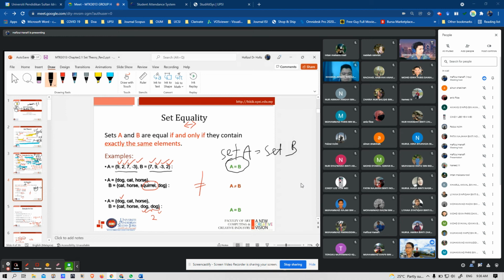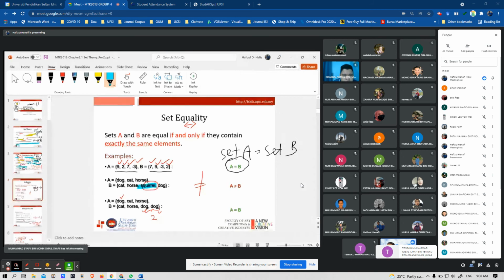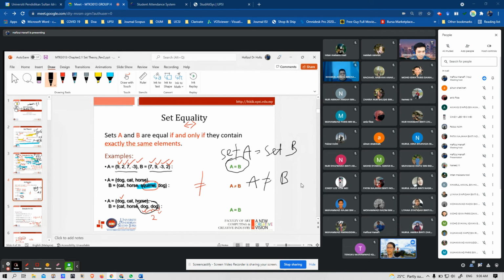But if we have different members, for example, we have dog, cat, horse, and then we have squirrel, we can have the conclusion that set A is not the same as set B. But if we have the order like I explained before, we have dog, cat, horse, and then we have cat, horse, and dog two times, we can also define set A is the same as set B.